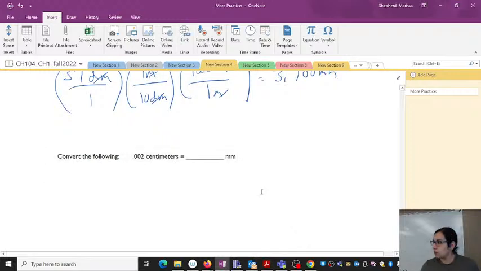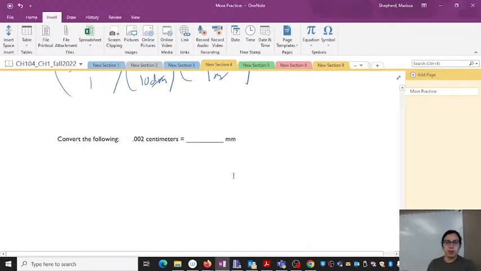And then the last one down here at the bottom, so centimeters to millimeters. And so this one, I would say either a 2-step or a 1-step is appropriate.